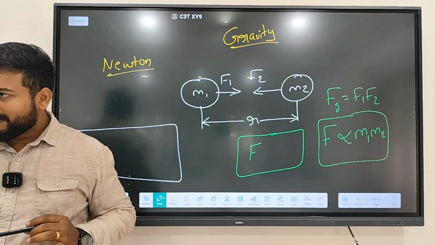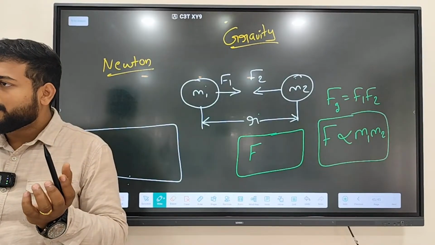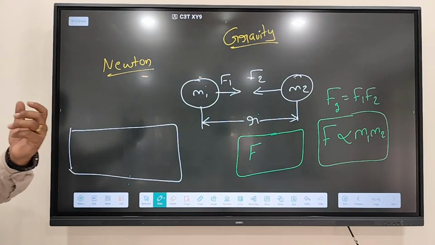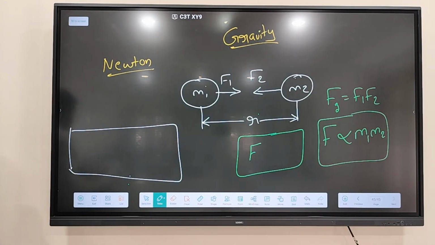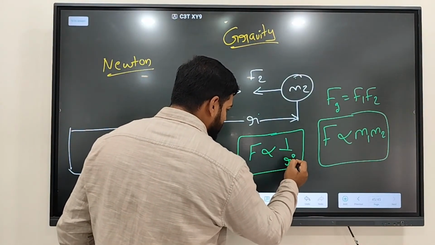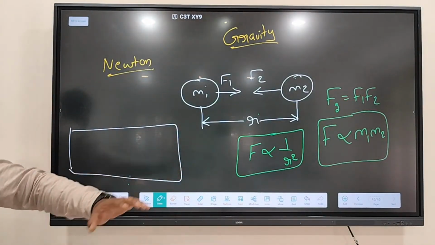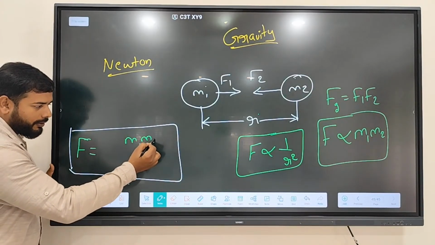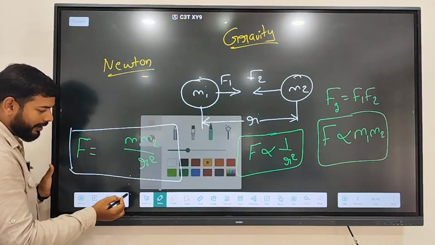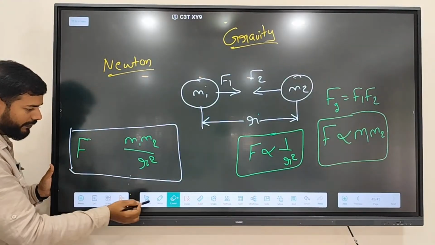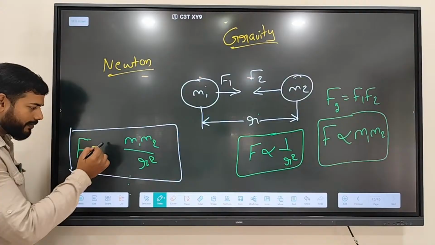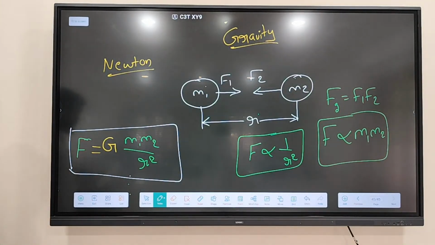If the object is near, the gravitational pull will be more. If the object is away, the gravitational pull will be less. So distance and force are inversely proportional. If the distance is more, gravitational force is less. If the distance is less, gravitational force is more. Force is inversely proportional to the square of the distance. When we equate these two, we get: force equals m1 m2, the product of the masses, divided by r squared. But we need a constant to equate, right? There is proportionality. To equate, we need a constant. The constant is called capital G, the gravitational constant.